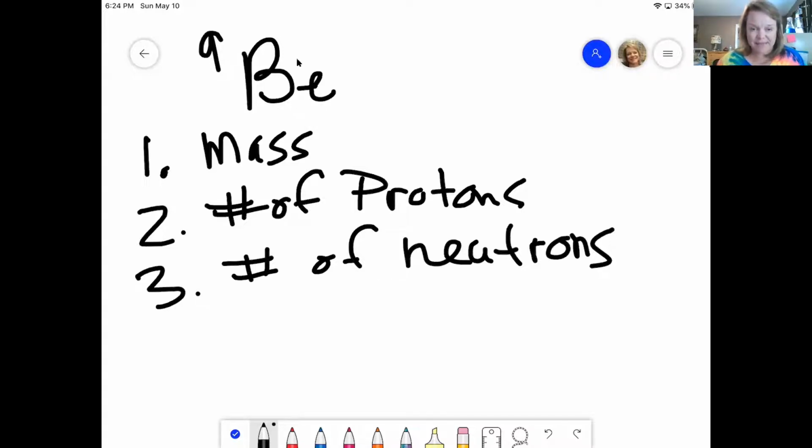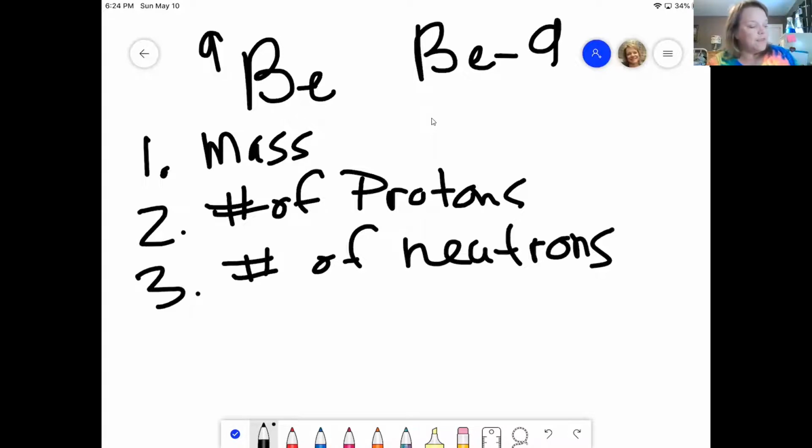Beryllium 9. This is written a little bit differently than the other one with sulfur. Another way you can write this is beryllium-9, with the dash there. Both of these are representing the same isotope. Beryllium is beryllium because of its number of protons, or its atomic number. So let's go ahead and answer number 2 first. The number of protons: if you look up beryllium on the periodic table, it is number 4. It has 4 protons. Number of protons, atomic number, the same.